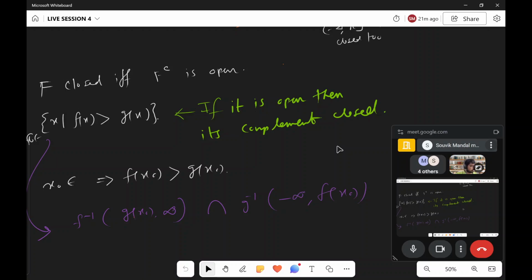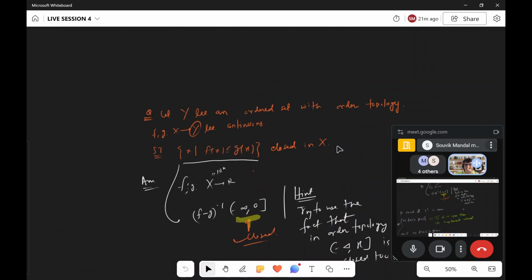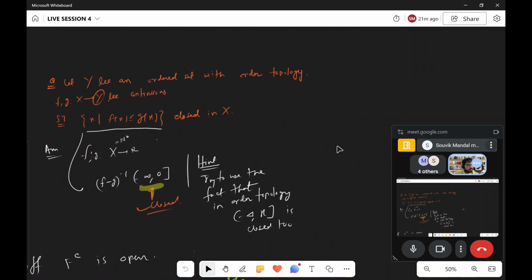So it's an intersection of open sets in both directions. That's why the inverse images are open, and as a whole this intersection is open. So that tells us that their complement, that is this one, is closed in X. So that is the argument. So this theorem tells what? If Y is an ordered set with the order topology, and you have continuous maps f and g from X to Y, then all those x such that f(x) is less than or equal to g(x) form a closed set.